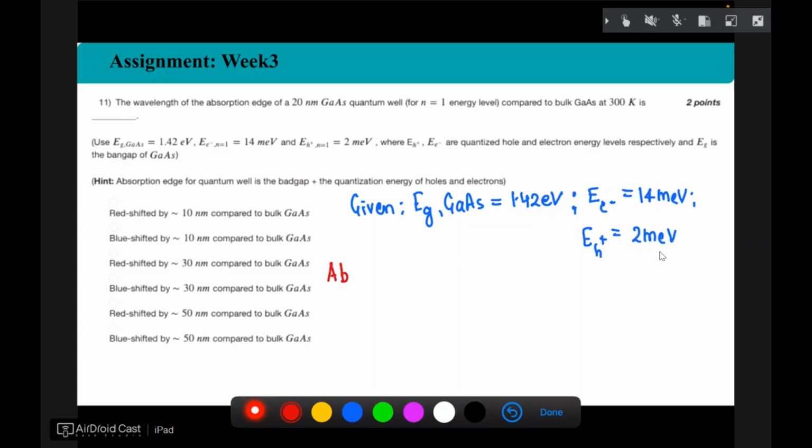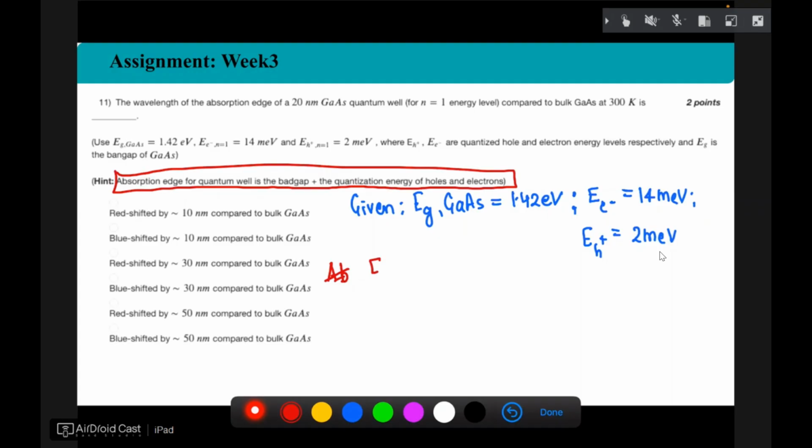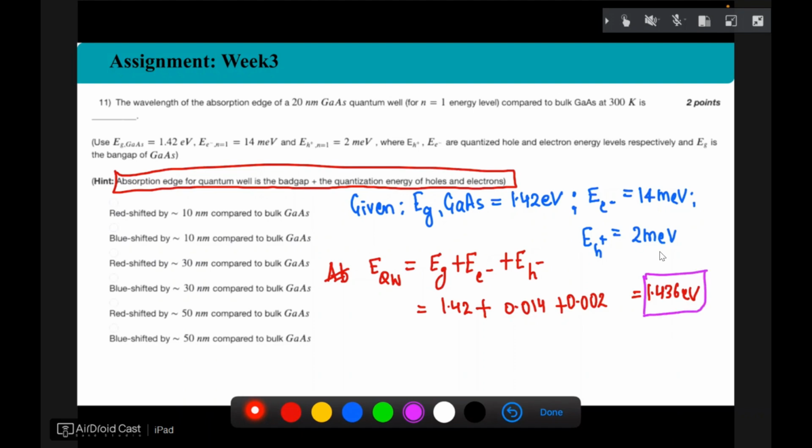So what we know? Use that formula. The absorption edge for a quantum well, E quantum well, is equals to band gap plus quantization energy of electron plus quantization energy of hole. So what is the band gap? 1.42 plus 0.014 plus 0.002. So the total energy is 1.436 electron volt. So this is for when we are considering the quantum well.